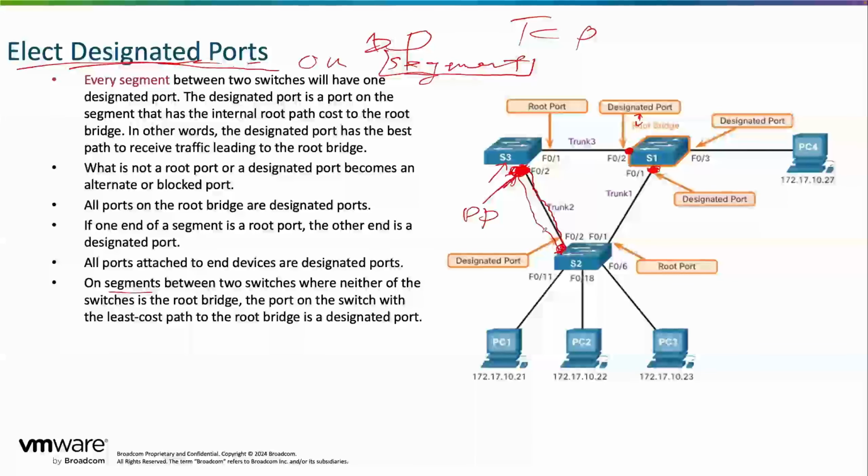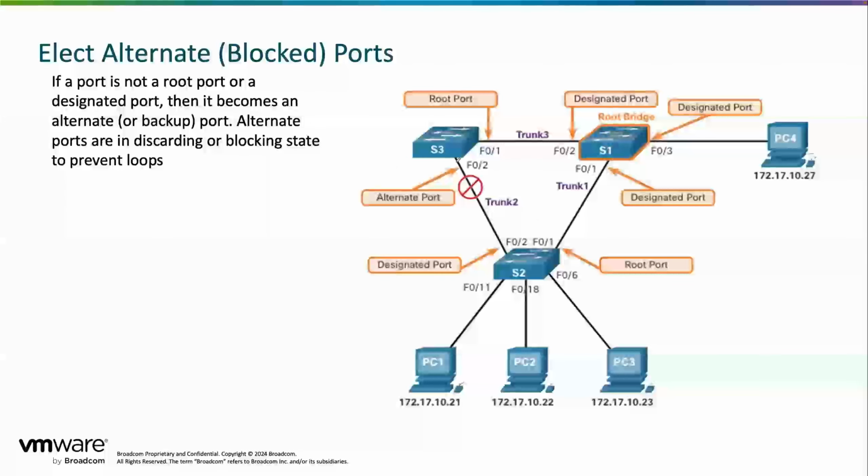What about this one? That's a task for the first step. If this one on this segment is elected as the DP, then this port will be blocked. If this one is elected as the DP, then this one will be blocked. This is the fourth step, to block some of the ports.